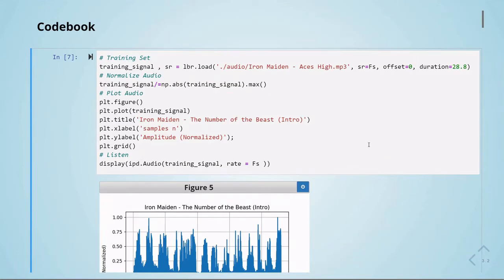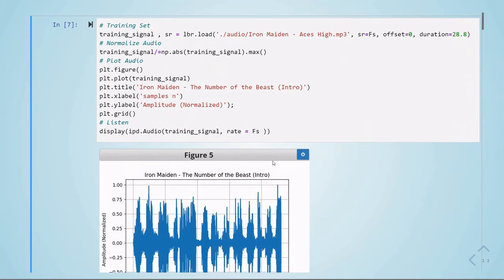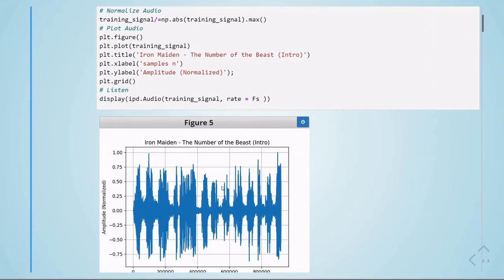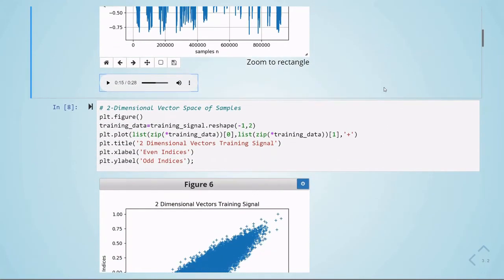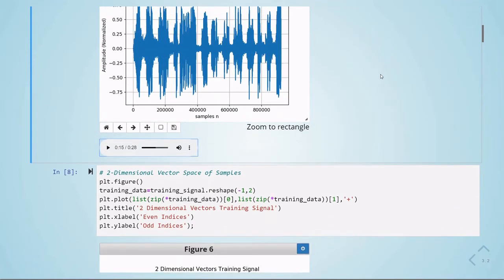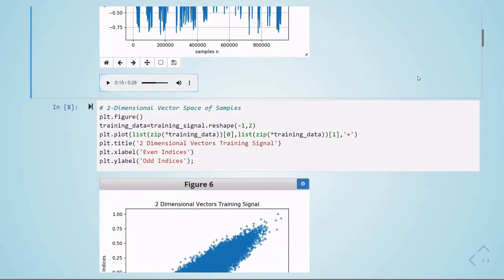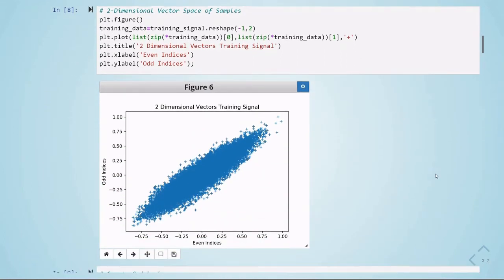So this is the Aces High introduction, and this is going to be our training set. I'm loading the audio, and then I'm plotting just the normal waveform, and we can listen to it. But then we are going to convert this into a two-dimensional vector space. So we are reshaping our signal to have two-dimensional vectors. And we see that there's a distribution here along the diagonal.